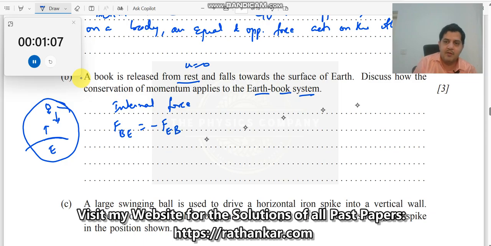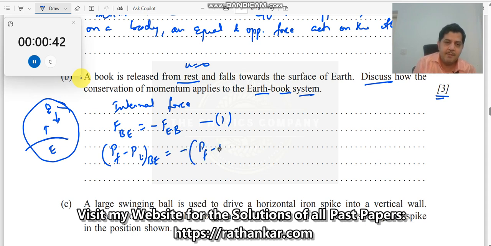Now this was 3 marks, and the command term is discuss. The first thing is you mention that since it's an earth-book system, the forces acting on it are all internal forces. Hence F_B is equal to minus F_EB. 1 mark done. Then you can also write: P final minus P initial of the book-earth system is equal to minus of P final minus P initial, divided by the time taken, of the earth-book system. So the time t goes away here. So what do I have here?